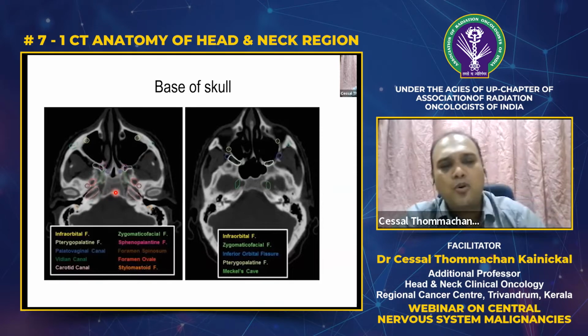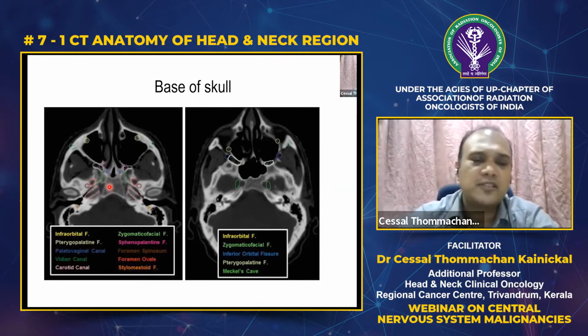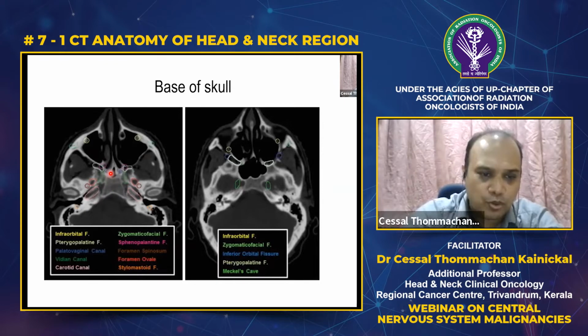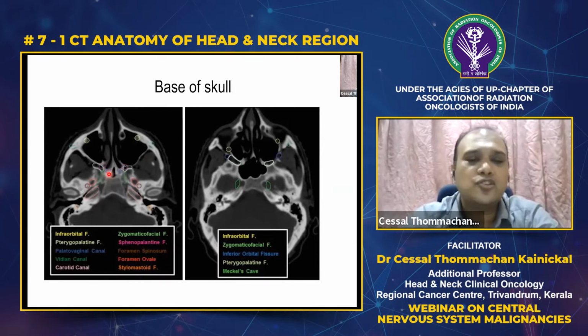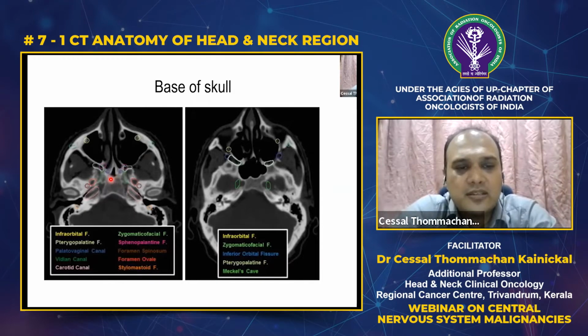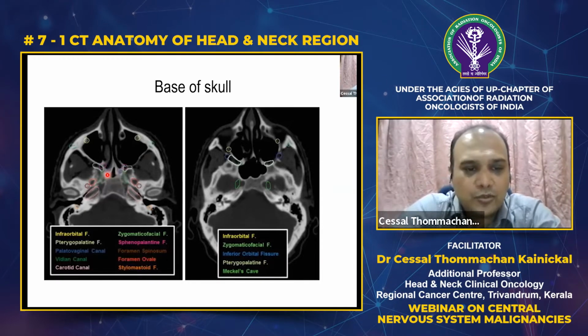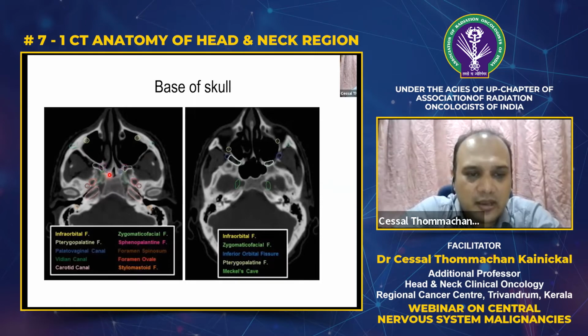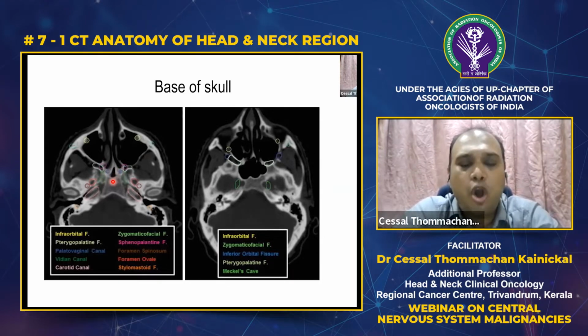And you have a small canal, which may not always be seen on CT scan, this blue one. This is connecting the nasopharynx and the pterygopalatine fossa. So from carcinoma nasopharynx, tumors enter the pterygopalatine fossa through this canal called the palatovaginal canal. This is the blue one. This is the palatovaginal canal. This may not always be seen.